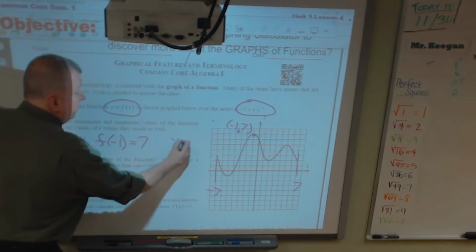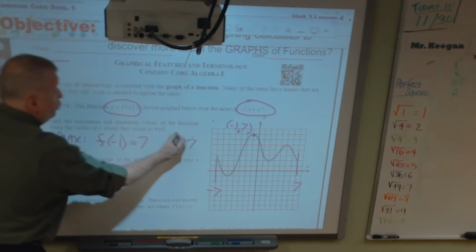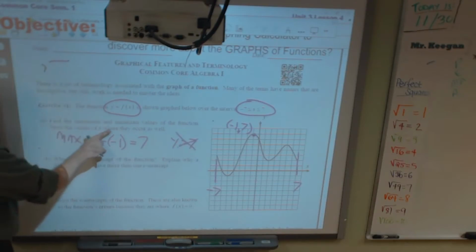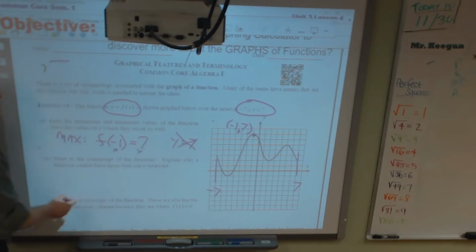You could just write like this, y is equal to 7. Oh wait, no, normally you could do that, but it says state the values of x where they occur as well. This way it gives both the x and the y, okay? So somebody tell me what's the minimum value?